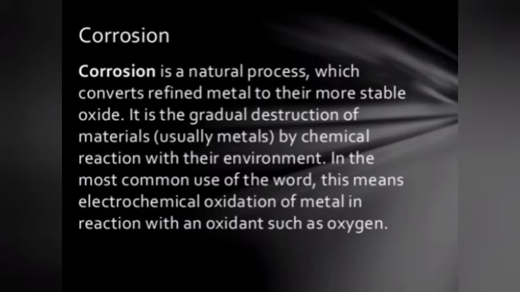Next is corrosion. Corrosion is a natural process which converts refined metal to their most stable oxide. It is a gradual destruction of material by chemical reaction with the environment. In the most common use of the word, this means the electrochemical oxidation of metal in reaction with an oxidant such as oxygen. For example, rusting of iron.